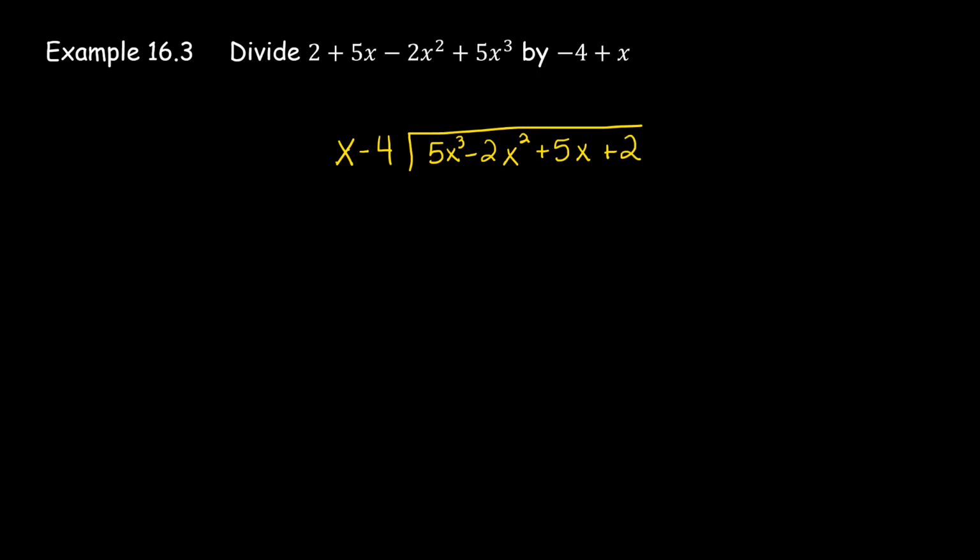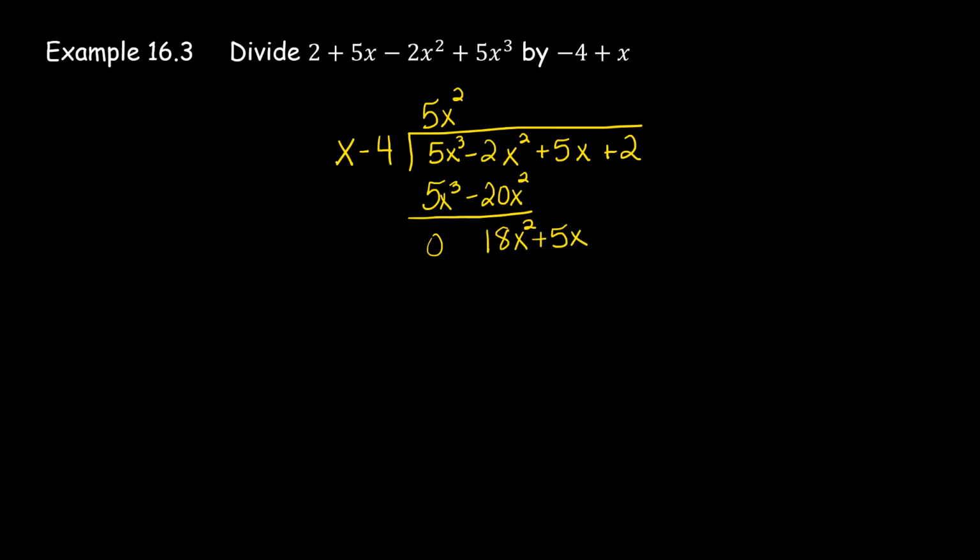And now we divide. X goes into 5x cubed, 5x squared times. You're looking for the number that when you multiply it by x, you get 5x cubed, so that would be 5x squared. Now we multiply. 5x squared times x is 5x cubed. 5x squared times -4 is -20x squared. Now we subtract. 5x cubed minus 5x cubed is 0. -2x squared minus -20x squared is positive 18x squared. Now we bring down the 5x.